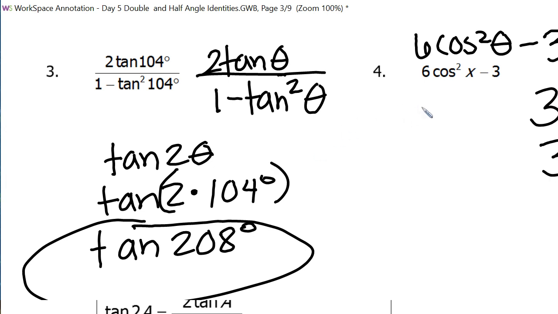Cosine of 2 theta. But they didn't use theta. What did they use? X. Now, can I do anything with the 2x unit circle-wise? No. So the answer is just 3 times the cosine of 2x.